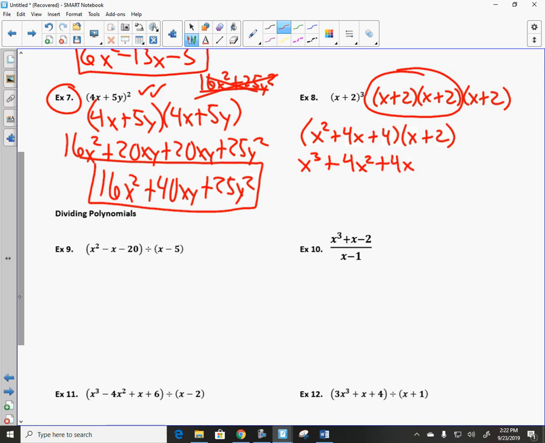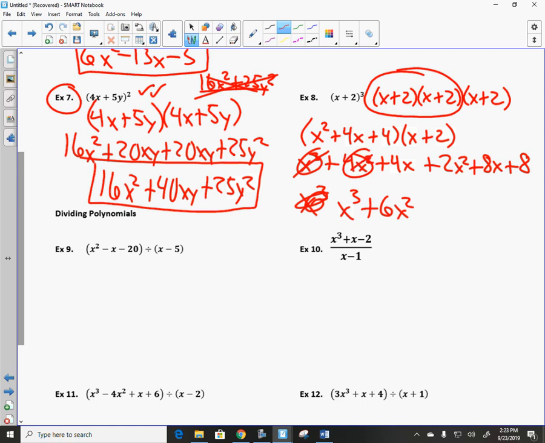I took all 3 and multiplied it by the first term. Now I'm going to take all 3 and multiply it by the next one. 2x squared, 8x, and 8. There should be some terms that I could combine together here. X cubed stands alone. I like to cancel them off afterwards so I don't reuse them by accident.